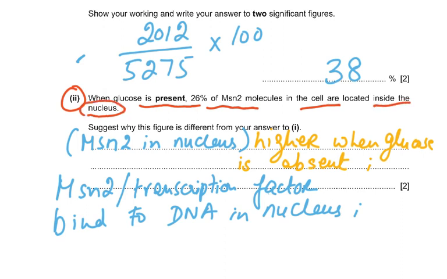Part two of the question was, when glucose is present, 26% of MSN2 molecules in the cells are located inside the nucleus. Now you know inside the nucleus you have DNA. So it should come to your mind immediately. Suggest why this figure is different from your answer to one. MSN2 in the nucleus is higher when glucose is absent. MSN2's transcription factors bind to DNA in the nucleus. So transcription factors bind to DNA in the nucleus. What else can happen? So it makes sense if you understood that. And when were they more? When the glucose is absent. So again, you got this answer from the question. It wasn't something which you had to know beforehand.